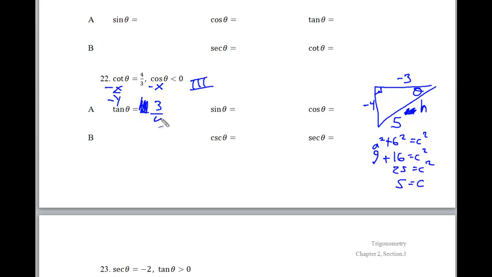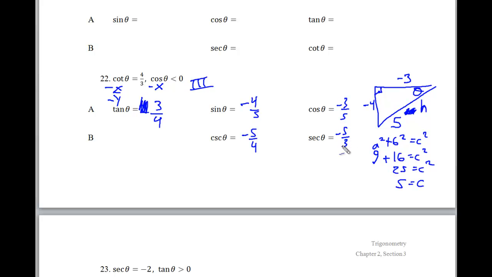So two negatives make a positive. Luckily there are no roots in this problem, so we can quickly go through and do these fractions. Sine is going to be -4/5. Cosecant is going to be -5/4. Cosine is going to be adjacent over hypotenuse, -3/5, and secant is going to be the reciprocal of that, which is -5/3.